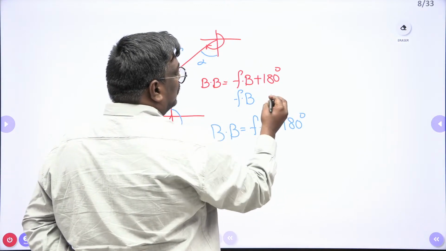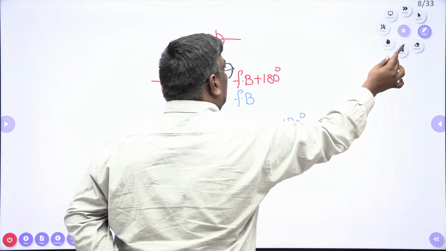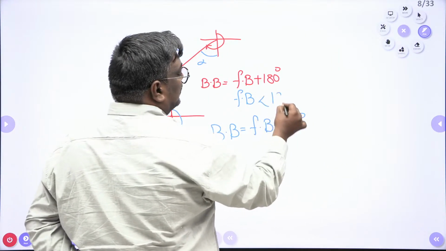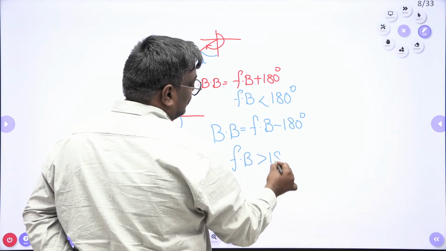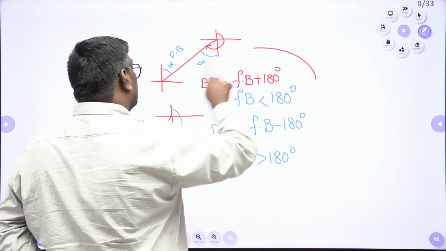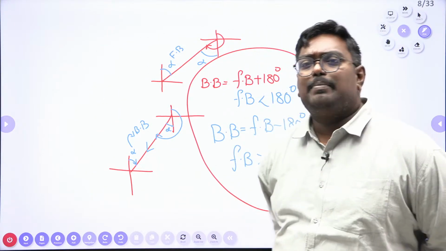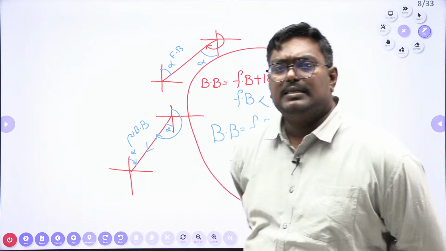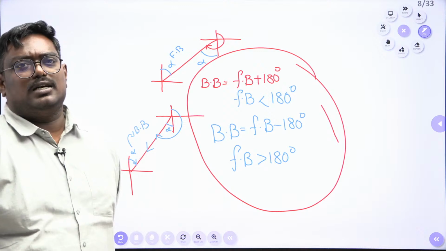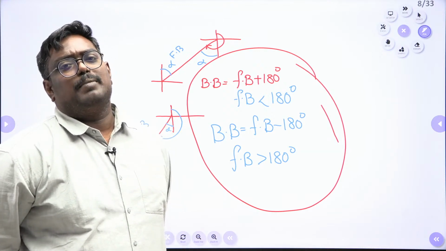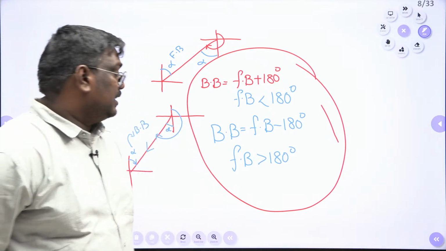The plus formula is applicable when forebearing is less than 180 degrees, students, and this minus formula is applicable when forebearing is greater than 180 degrees. So remember, this is the basis for the entire traversing concept. Back bearing is equal to forebearing plus or minus 180 degrees: use plus when it is less than 180 and minus when it is more than 180.